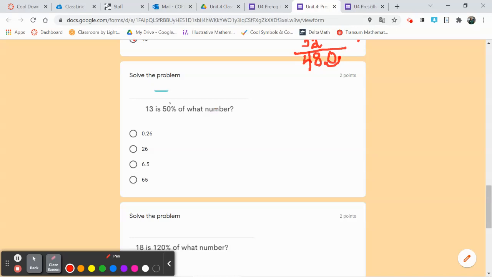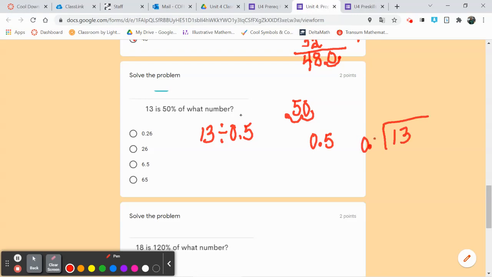So I have to change 50% to a decimal. 1, 2, that's 0.5. And the problem is 13 divided by 0.5. So we're trying to see 13 is half of what number. Some of you might be able to do that without the calculator and just in your head. But if we're going to do it the long way, 13 goes in the box.